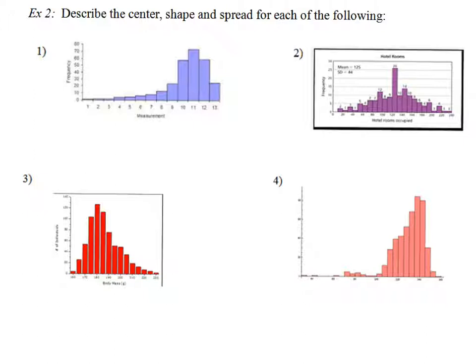So first of all, the easiest thing to describe is the shape. And for the shape, I definitely see that I have a tail on the left side. That's right here. So if I've got a tail on the left side, I'm going to say that this one is skewed left.